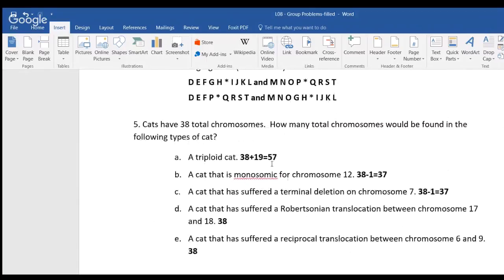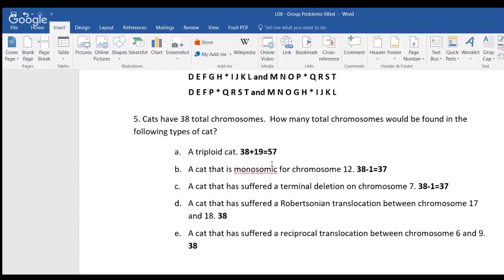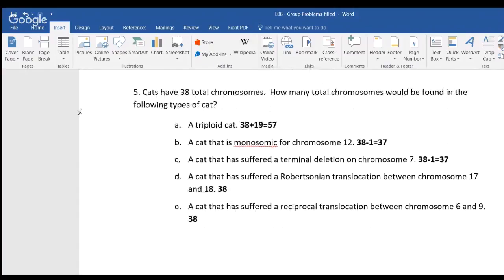For part 5, it's like part A of part 3, where you're counting chromosomes again. We're told that cats have a total of 38 chromosomes, but then we're going to look at different situations and see if that's changed. If a cat is triploid, that would mean it has 3 sets of chromosomes. If they have a total of 38, which we know is 2 sets, we just need to divide 38 by 2 to get 19 to find out how much is in a set, and then add it to the 38 to get 3 sets for a total of 57 chromosomes.